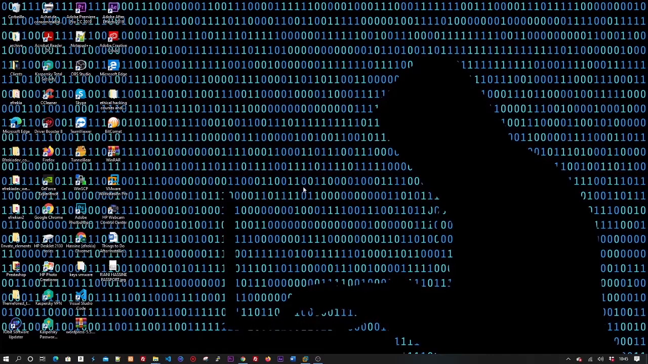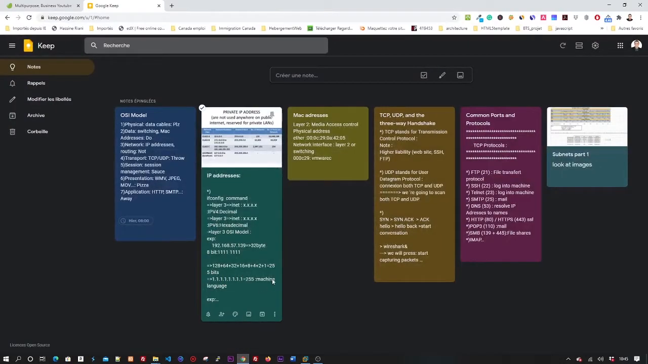Welcome again to this course about ethical hacking with Kali Linux from beginner to advanced. We'll explain now the OSI model, the IP addresses and the MAC addresses, the difference between each layer and everything related to the OSI model. In fact, what is the OSI model?